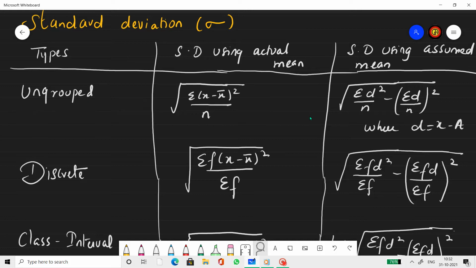Ungrouped data: root over sigma x minus x bar the whole square by n. Whereas here, root over sigma d square by n minus sigma d by n the whole square, where d stands for x minus a. Then if it's a discrete data, it is root over sigma f times x minus x bar the whole square by sigma f. And if it's a discrete data and you're adopting the assumed mean method, then it is root over sigma fd square by sigma f minus sigma fd by sigma f the whole square.